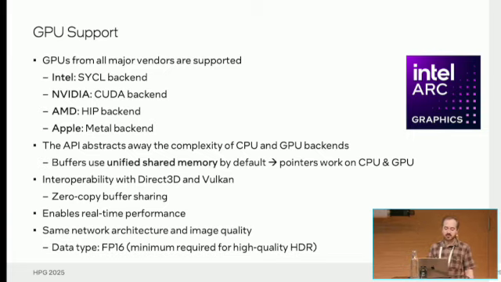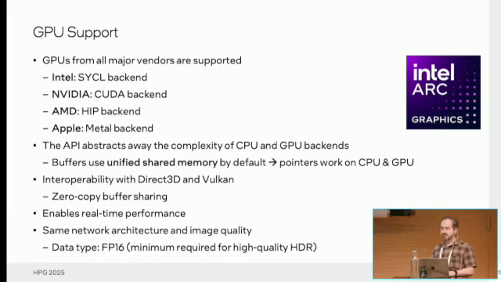The solution that we found was using the native compute and AI ecosystems of these platforms, which are SYCL for Intel, CUDA for NVIDIA, HIP for AMD, and Metal for Apple GPUs. The API of the library abstracts away most of this complexity, and to a large extent thanks to using unified shared memory. Compute APIs and Metal are of course natively supported, which many major renderers are based on, but efficient interoperability with Direct3D and Vulkan is available as well, and it's possible to do efficient zero-copy buffer sharing this way.